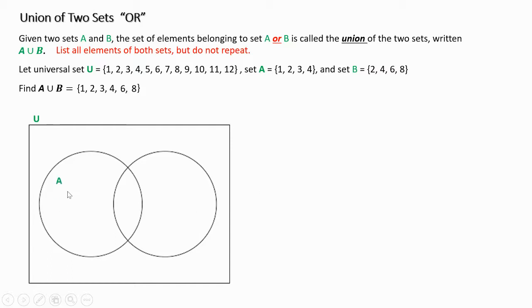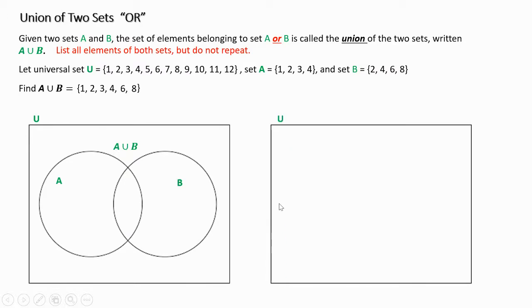So now, that's A, this is B, and A union B is all of this together. Everything, all this together, that's A union B. Nothing on the outside, just what's here and here. That's what A union B is, okay?